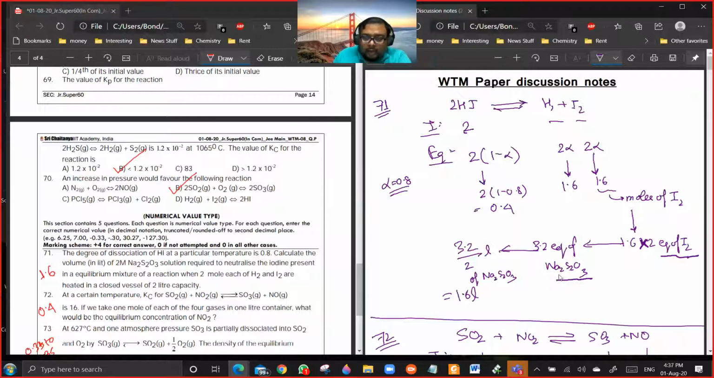It is given that you are using a 2 molar Na2S2O3. So you see, 2 molar into n-factor 1 into volume V is equal to 3.2. So V is equal to 1.6. Getting my point? Yes or no? Okay, so this is how you'll be doing this question.